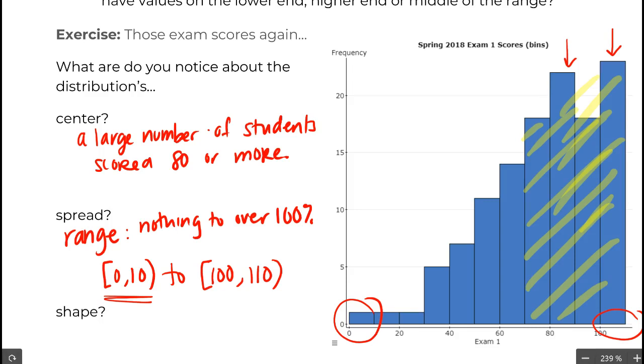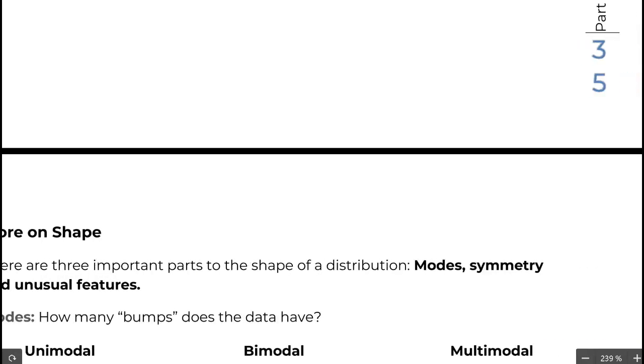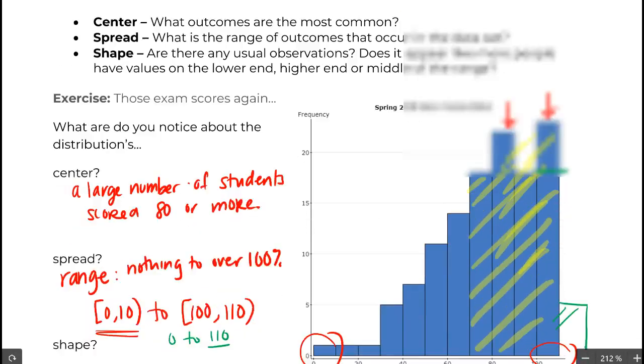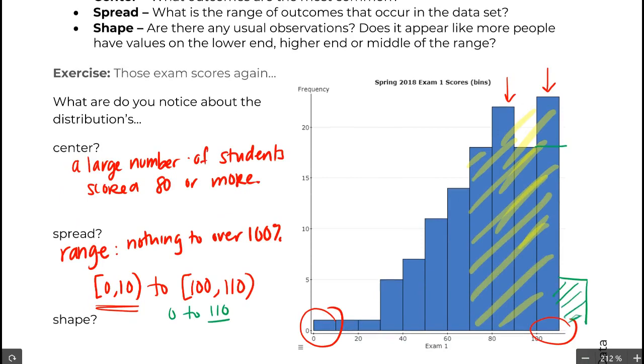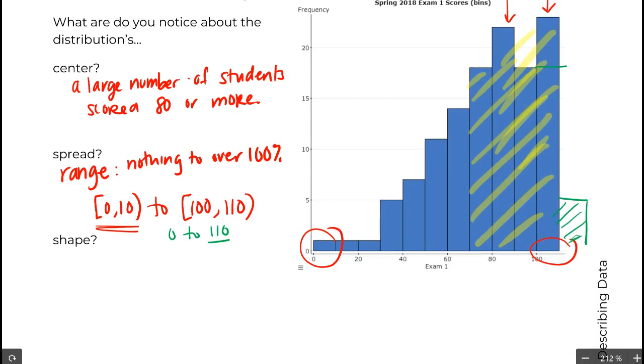I will tell you, as I've actually seen the data, the range was actually 0 to 110, which was a perfect score. And like I told some of my students, the 110 should have been over here. I just moved it over to make this look a little less generous than what it was. And the last piece is shape.